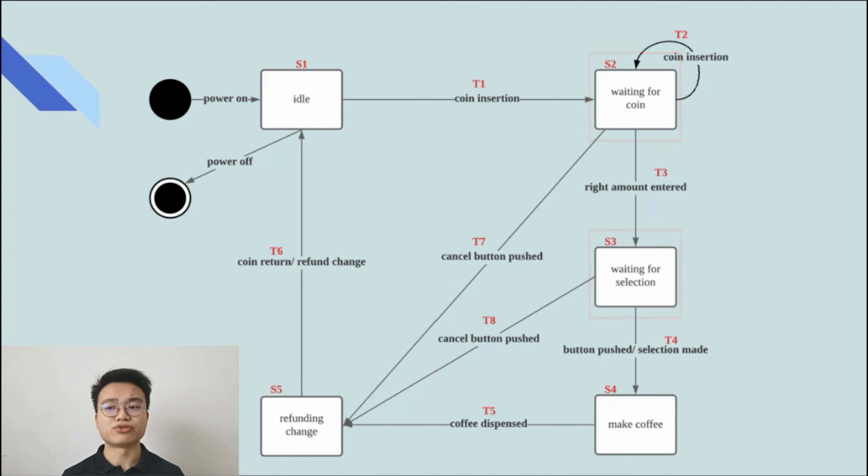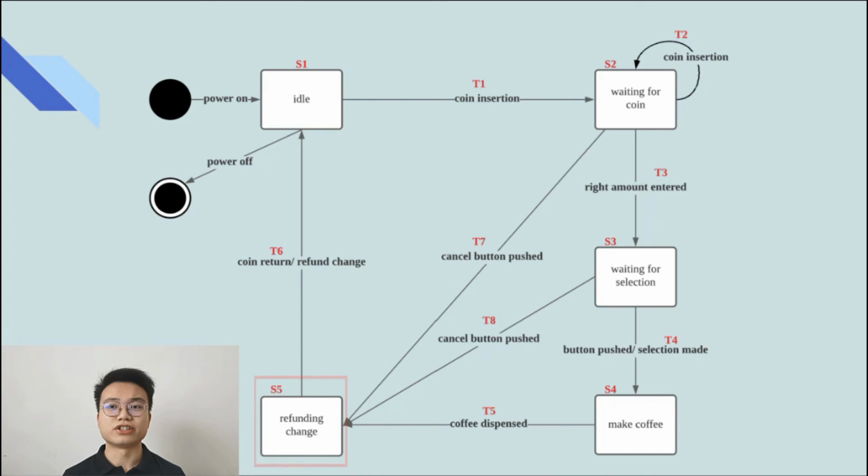From state 2 and state 3, where the coffee vending machine is waiting for more coins to be inserted and also waiting for the selection from the customers, in this process, if the cancel button is pushed, they will also transition straight away to S5, where the coffee vending machine will straight away refund the change back to the customers. This is when the cancel button has been pushed.